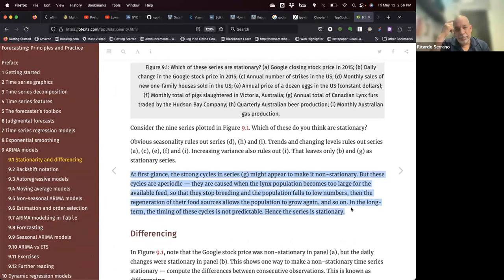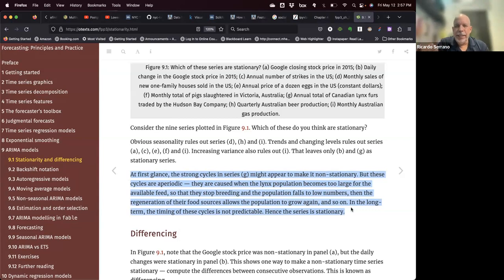And I'm guessing that the authors know a little bit more than us in this sense. This says, at first glance, the strong cycles in series G, the lynx trap in Canada, might appear to make it non-stationary. My first thought was that it was not stationary because it had these ups and downs. But these cycles are aperiodic.